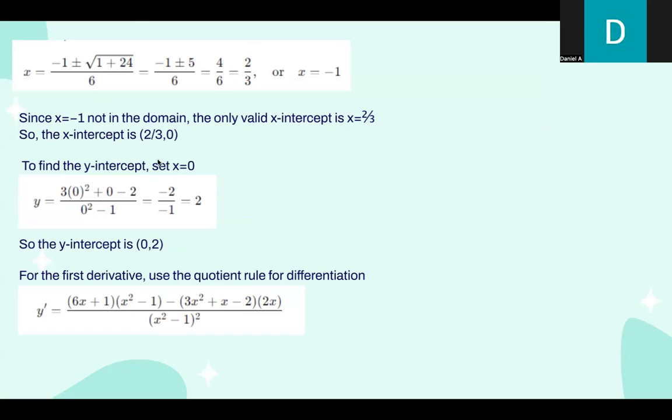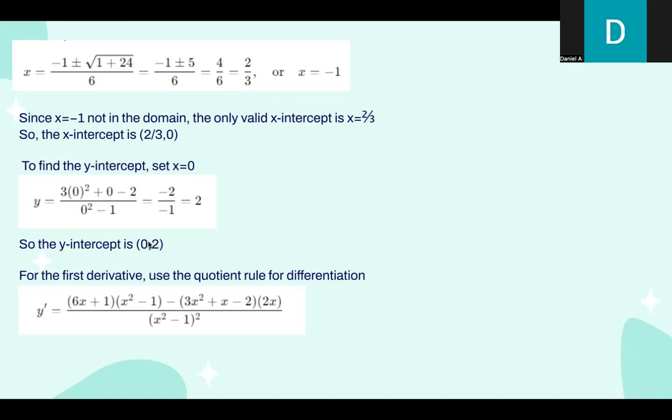Now to find the y-intercept, we set x equal to 0. So y = (3(0)² + 0 − 2)/(0² − 1) = −2/−1, which equals 2. So the y-intercept is (0, 2).